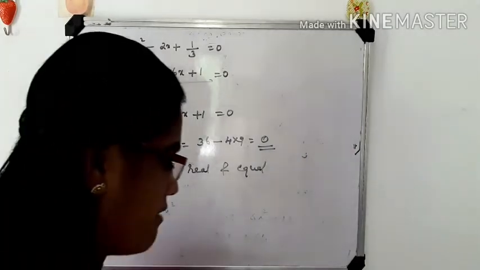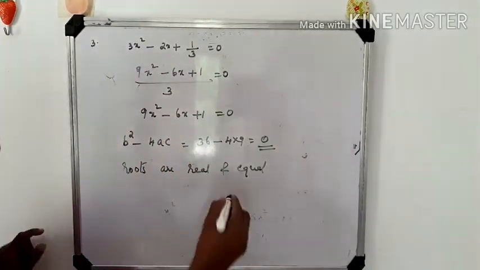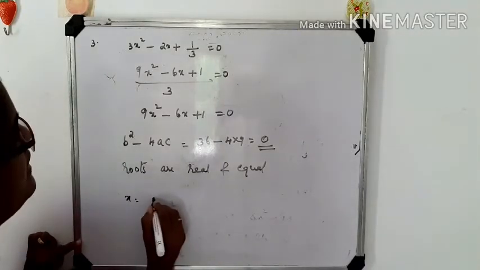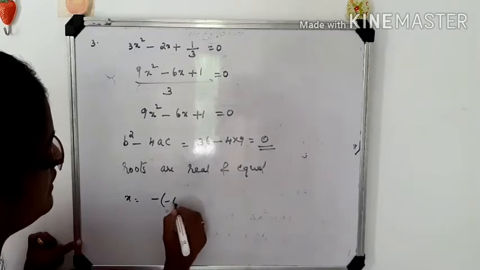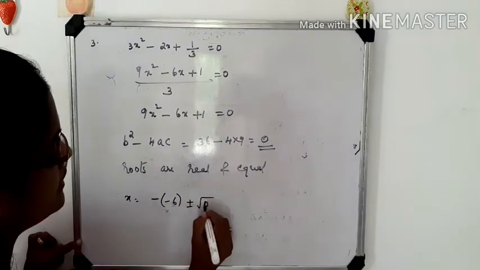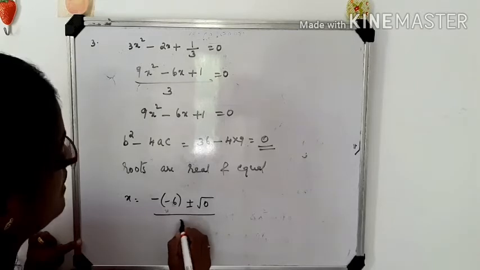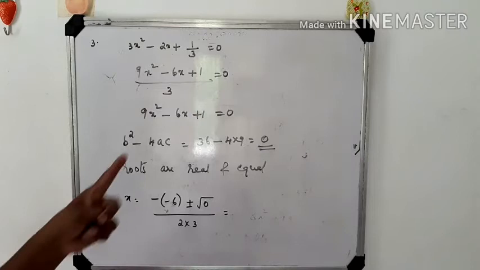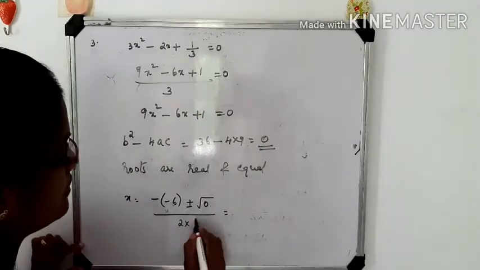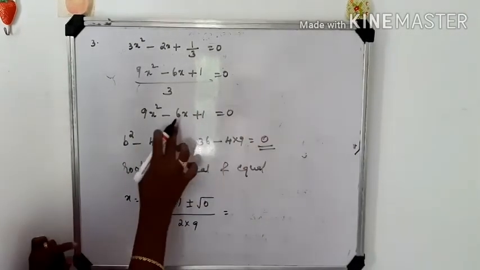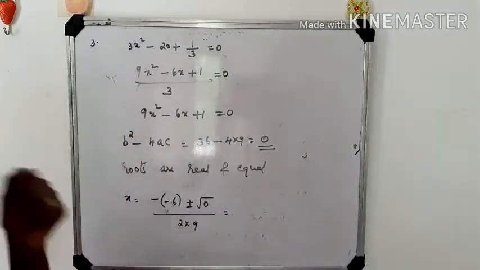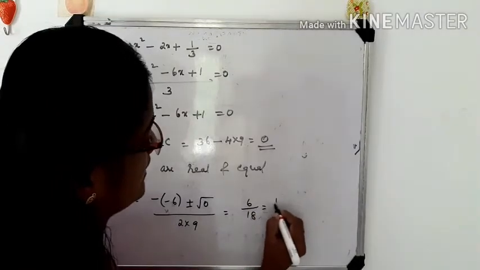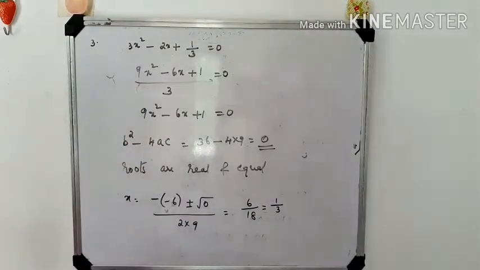There is one more question: find the roots if they are real. Finding them means you have to find the roots. The roots will be x is equal to minus b plus or minus root of b square minus 4ac by 2a. Putting in the values, minus of minus 6 plus or minus root of b square minus 4ac, which is 0, by 2 into 9, which will be 6 by 18. The answer is 1 by 3. 6 by 18, 1 by 3.